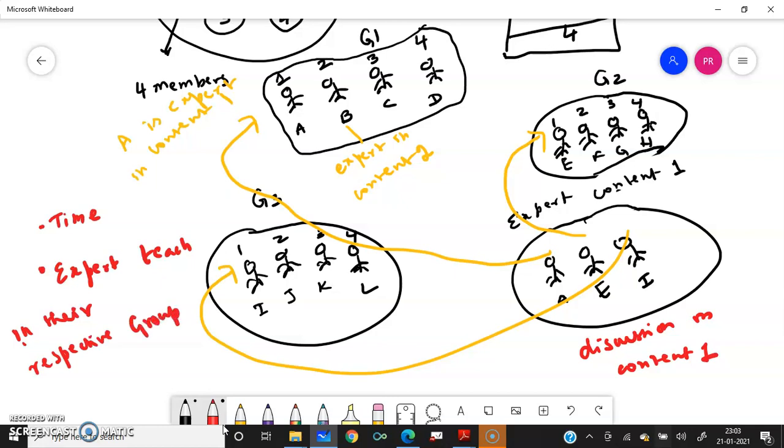What do the experts do? They teach in their respective groups. A teaches content 1, B teaches content 2, C teaches content 3, and D teaches content 4. This way they learn, then return to their group and take turns teaching their topics. So ultimately they teach their topic in the group, right? This is an efficient way to learn the content.